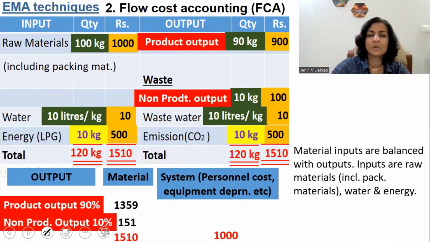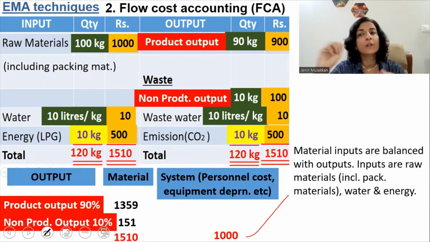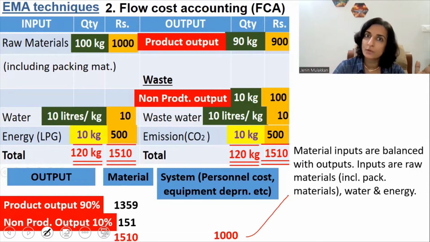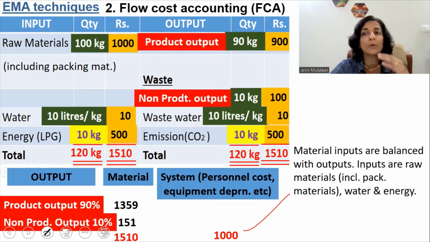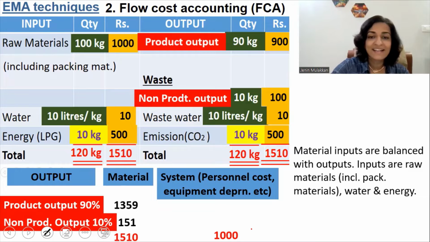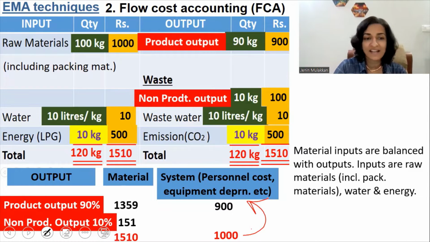Say the total system cost is 1,000 rupees. So this 1,000 rupees has been incurred for the good output and the bad output also, right? So here again, we will divide the system cost between the good output and the bad output. 90% will go to the product output. So 1,000 into 90%, 900 will go to the product output, and 10% of 1,000, or 100 rupees, will go to the non-product output.